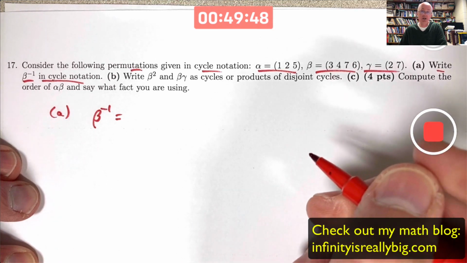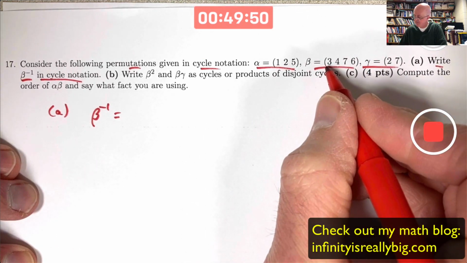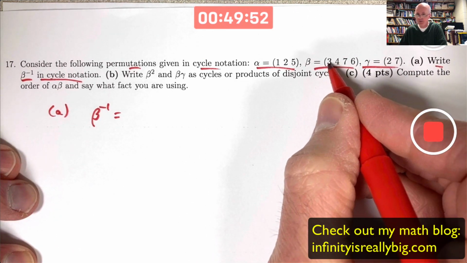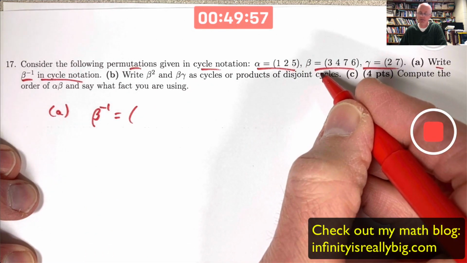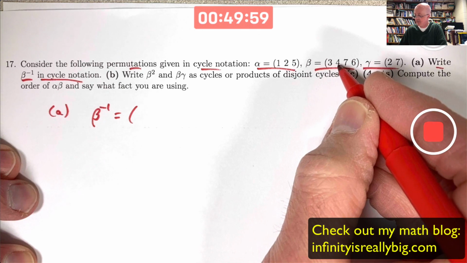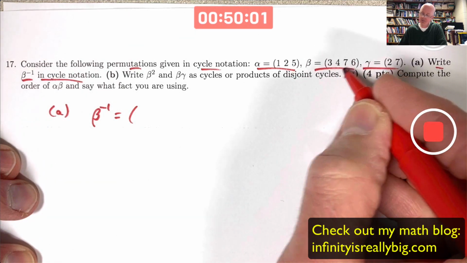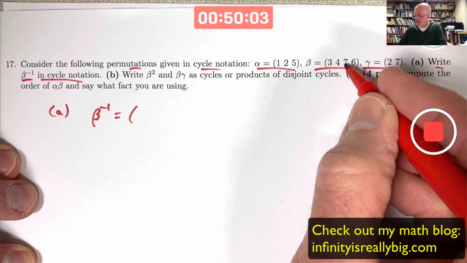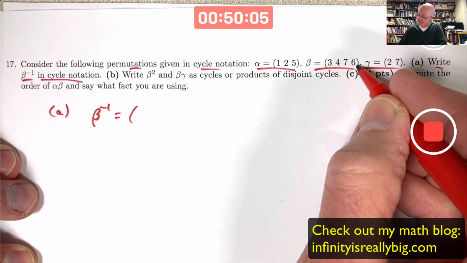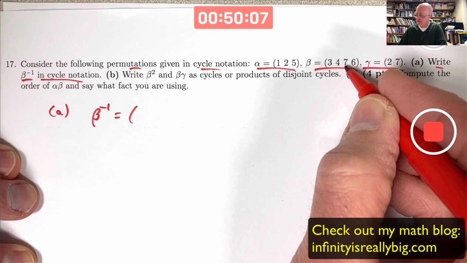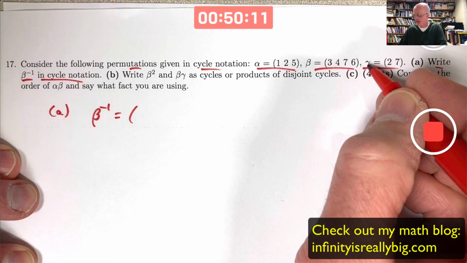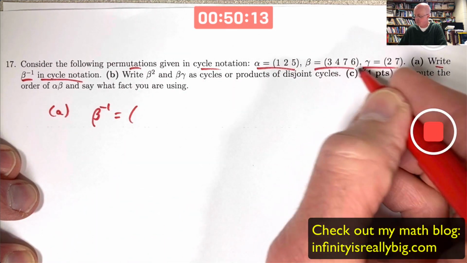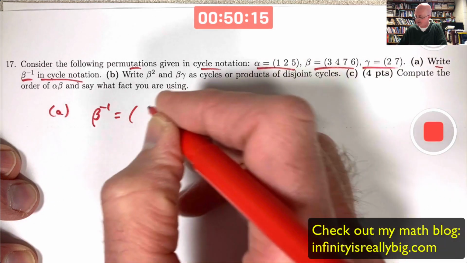Well, it's an inverse function. If beta maps, as we see here, 3 to 4, then beta inverse is going to map 4 back to 3. Beta maps 4 to 7, so beta inverse will map 7 back to 4. Beta maps 7 to 6, so beta inverse will map 6 back to 7. Beta maps 6 to 3, so beta inverse will map 3 back to 6. What you can do for beta inverse is just write these numbers in the opposite order.